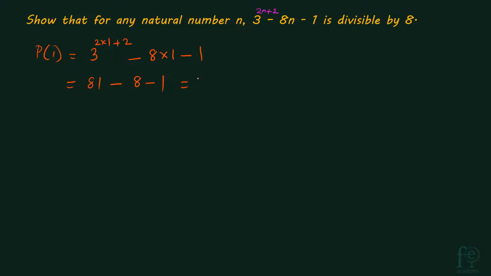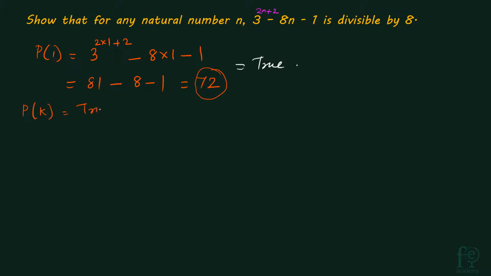Which will be giving you 81 minus 9 is equal to 72, which is a multiple of 8, or 72 is divisible by 8, which means P of 1 is true. So we got P of 1 is true. Now we are assuming P of k is true.